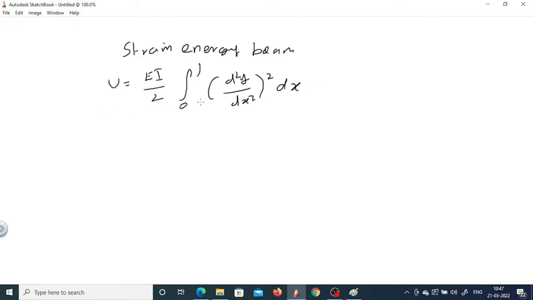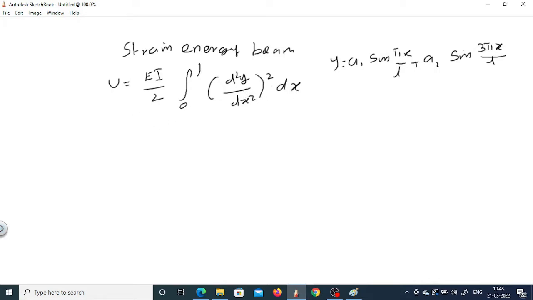Here, how can we identify d square y by dx square? In the previous step, I told what the deflection is. The deflection I can identify with y equal to a1 sine pi x by L plus a2 into sine 3 pi x by L. So in the strain energy equation, we should identify d square y by dx square from this approximate form. So how can we identify it?